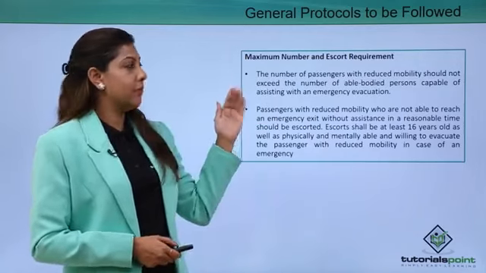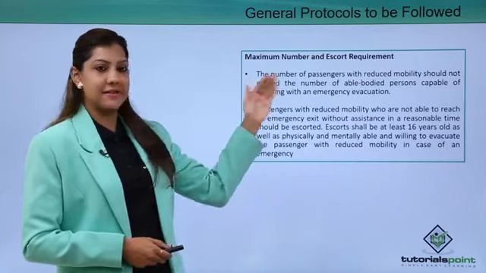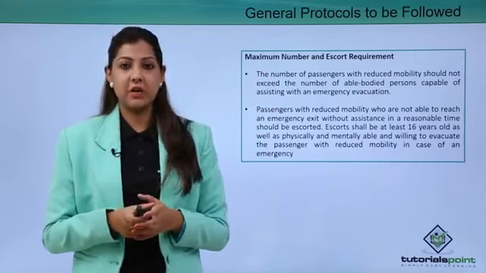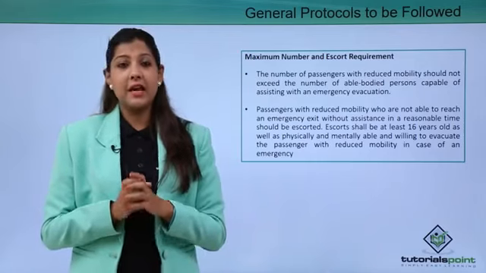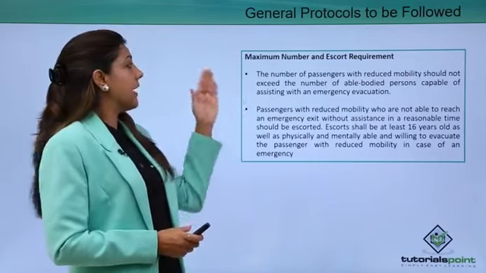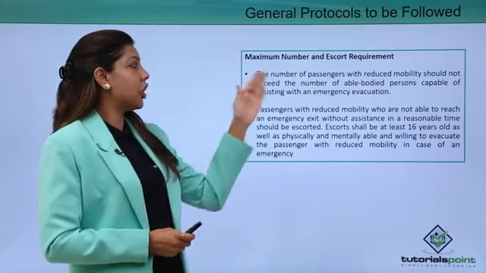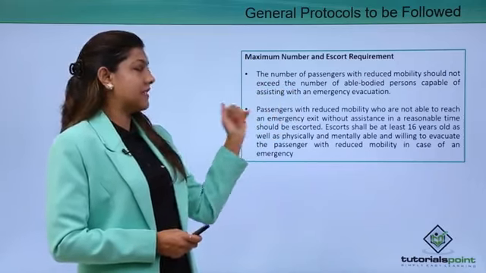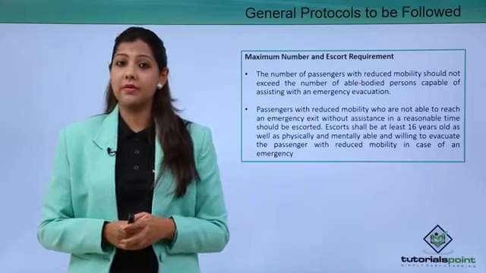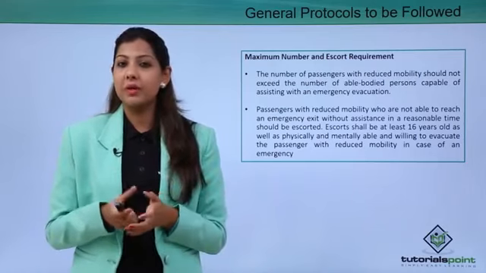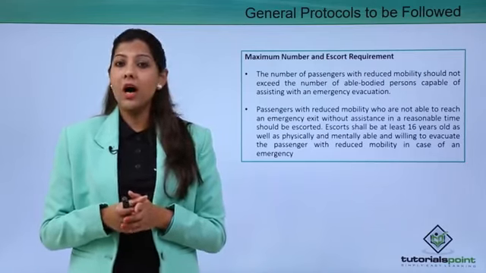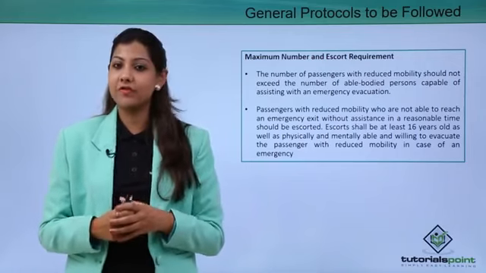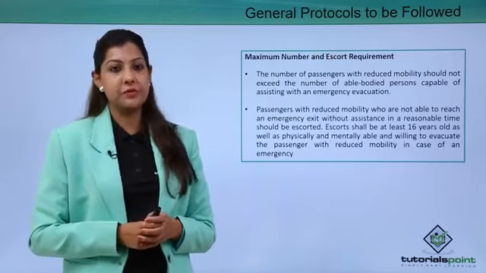Well, let's understand certain general protocols with regards to maximum number and escort requirement. It is very essential that the maximum number of special need passengers you can take needs to be lesser, because the number of passengers with reduced mobility should not exceed the number of able-bodied passengers or people capable of assisting in case there's an emergency. So friends, God forbid, if there's an emergency, you need able-bodied passengers who can take care of themselves, as well as these people with reduced mobility.